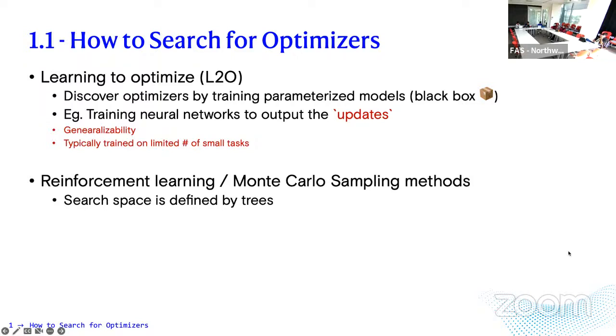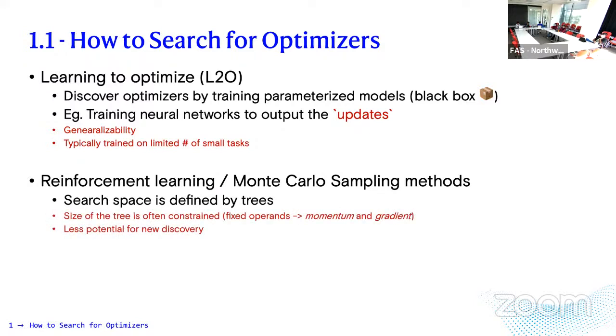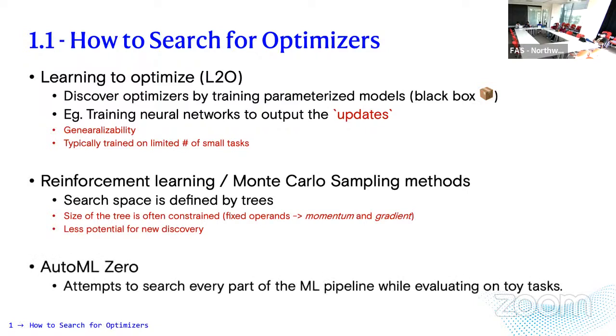Then there's another direction where they use reinforcement learning or sampling methods, where the search space is defined by trees. What they say is that to limit this search space, we have to make some tough choices where we fix some operands, such as momentum and gradient. Those notions we have to fix, so there's less potential for new discovery.